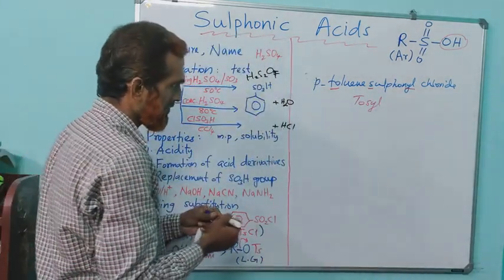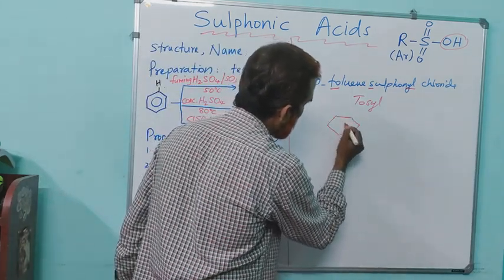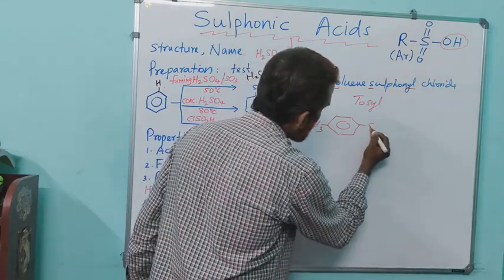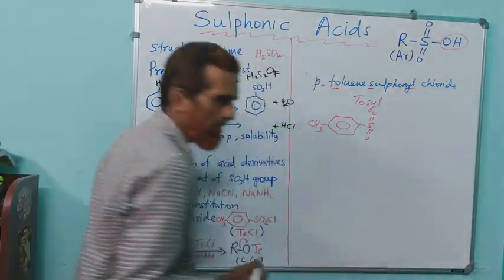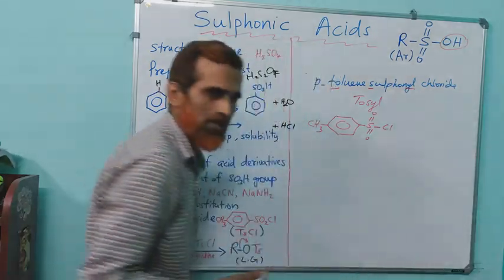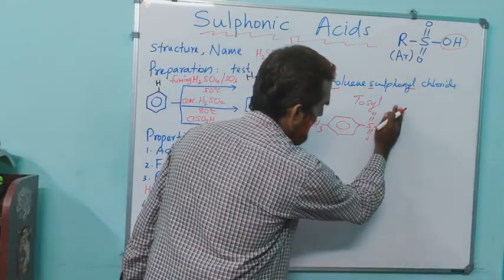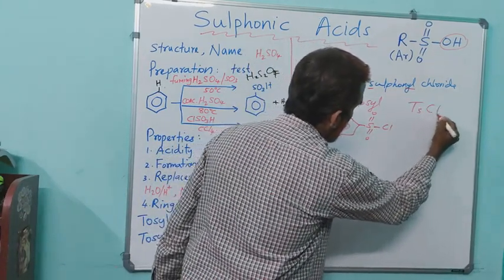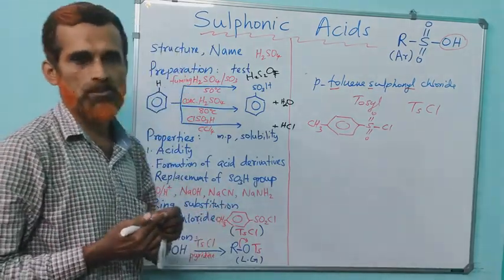What is the structure? Like this. You have a para-toluene group, then SO2. I am writing it here. So this is para-toluene sulfonyl and Cl here. So it's a sulfonyl chloride. So this group, this much is tosyl. Shortly this is written TsCl, tosyl chloride. Okay, why do we mention this?